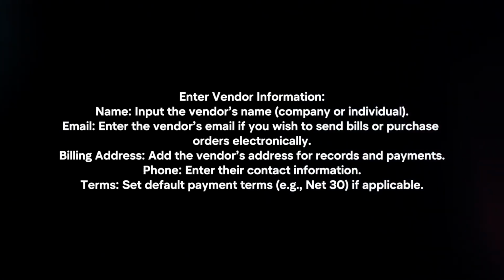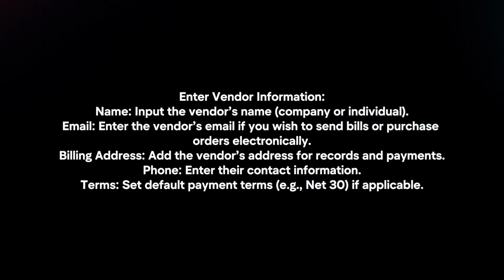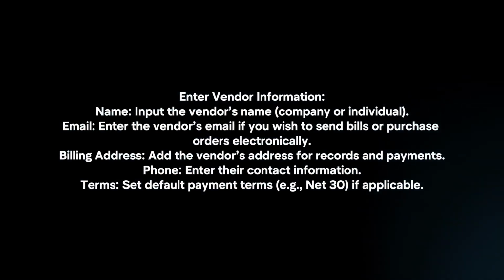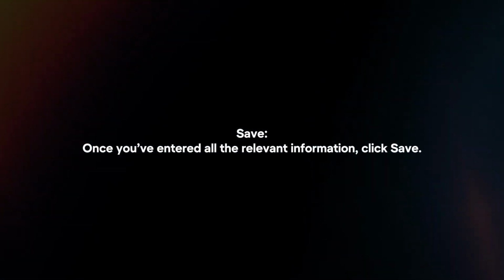Phone. Enter their contact information. Terms. Set default payment terms if applicable. Additional details. You can fill in extra details like tax ID for 1099 vendors, payment method, and notes for vendor-specific information. Save. Once you've entered all the relevant information, click Save.